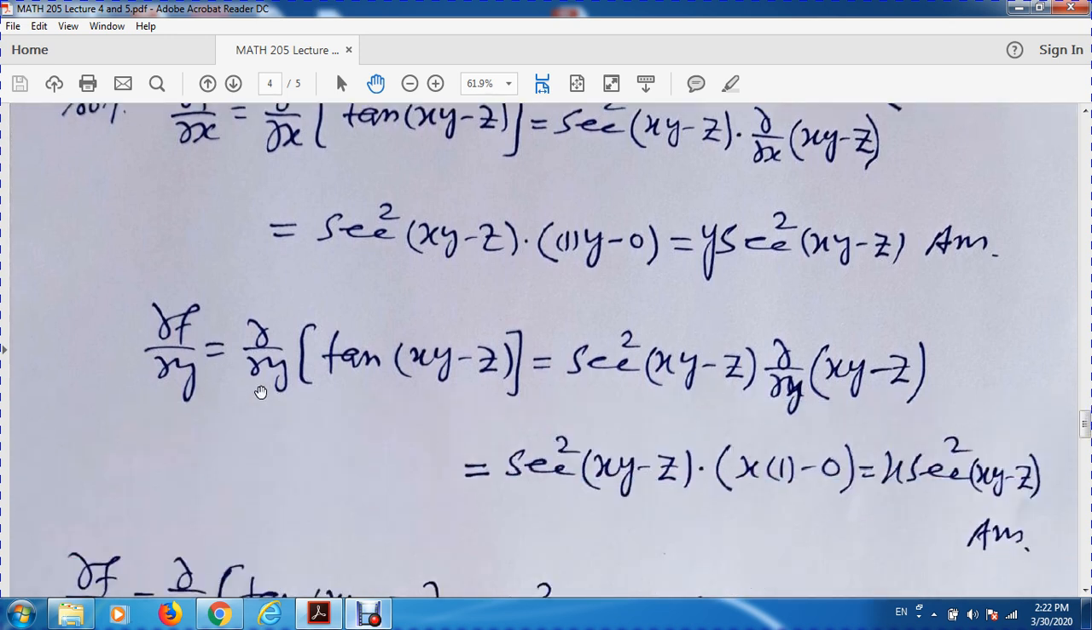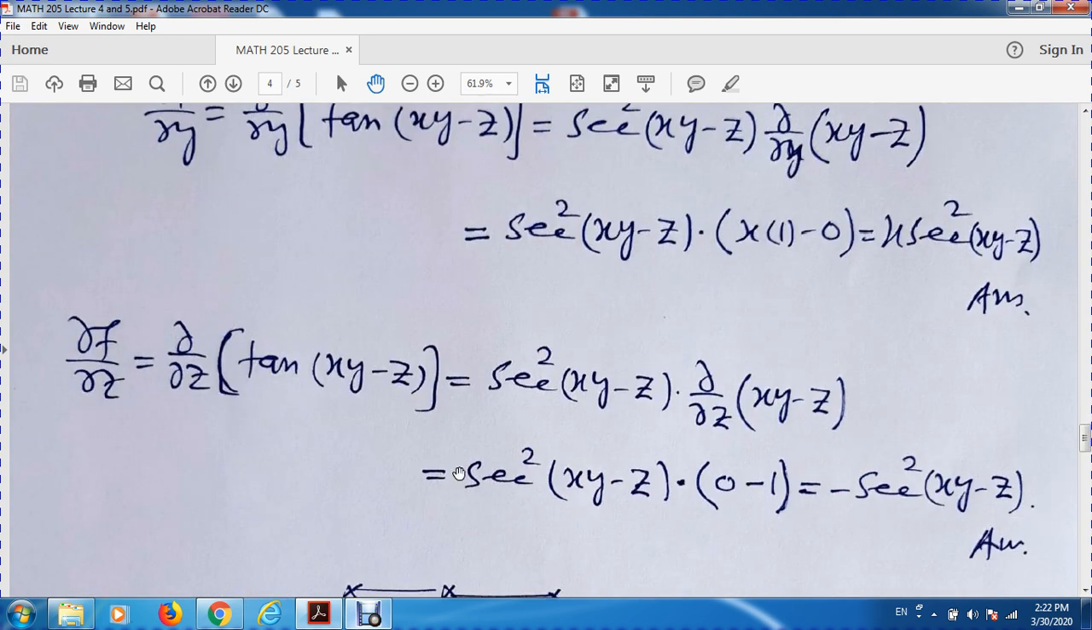Now if I write the derivative with respect to y of tan xy minus z, again you will first write the derivative of the main function, which will be secant square xy minus z, and again you will write the derivative of inside. So the derivative of xy minus z with respect to y: the derivative of y will be 1, so you write x same, and the derivative of z with respect to y is 0. So the answer is x secant square xy minus z.